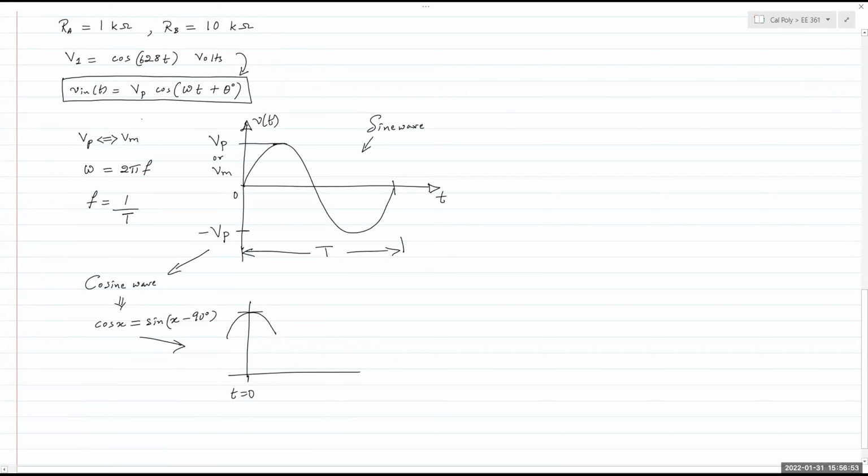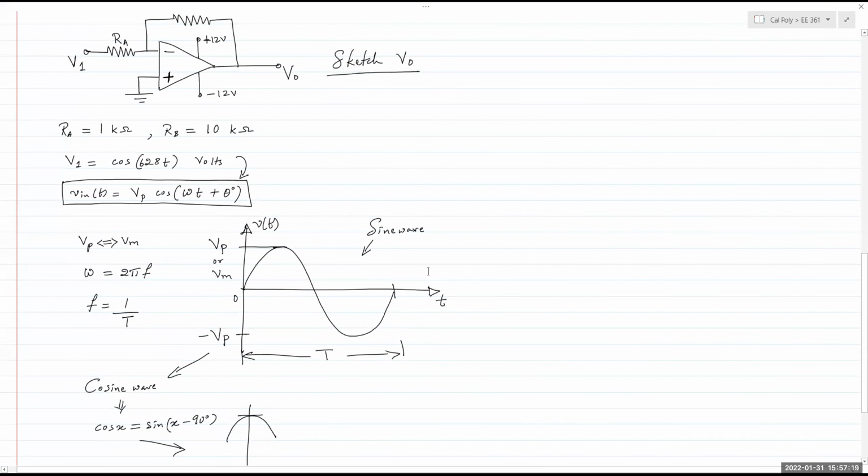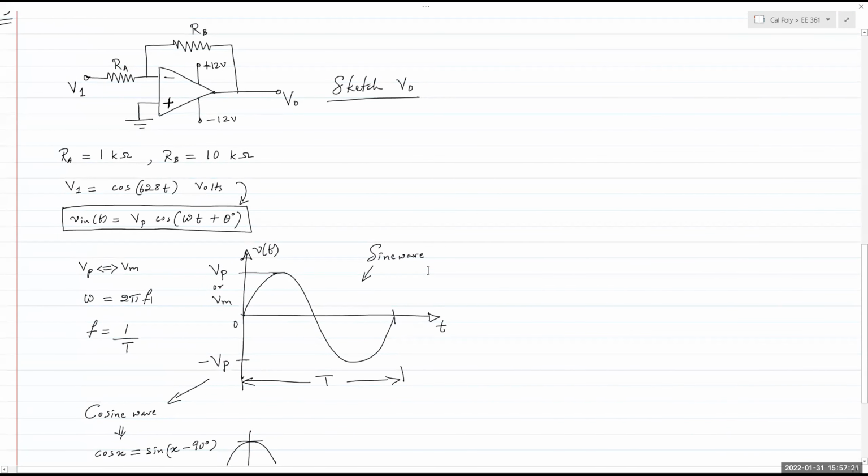Then you have omega, right? Omega is right here. And that omega is equal to 2 pi f, where f is the frequency, which is the inverse of the time period, 1 over T. And the T is basically here, 1 complete cycle. So there you have it. That's the information that you need for the input. Now you calculate the output voltage. Once you calculate the output voltage along with the gain, you can actually sketch the output waveform.